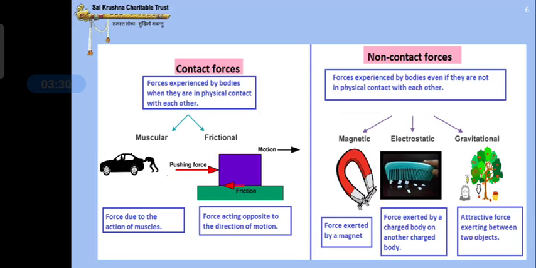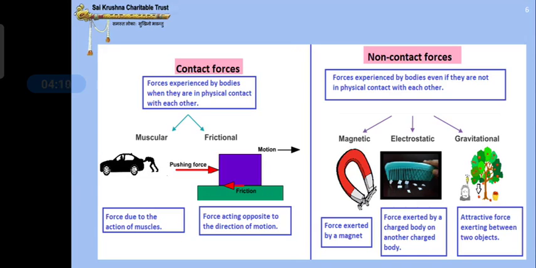Now let's look at the types of contact force. We have already seen in the previous slide, we have two types, muscular force and frictional force. Let's talk about muscular force. What do you understand by muscular force? Muscular means muscle force, muscle power. Whichever force is due to the action of muscles is said to be muscular force, which means when you try to push a cart or a car, if you are using your muscle power to do these actions, then such a force is said to be muscular force.